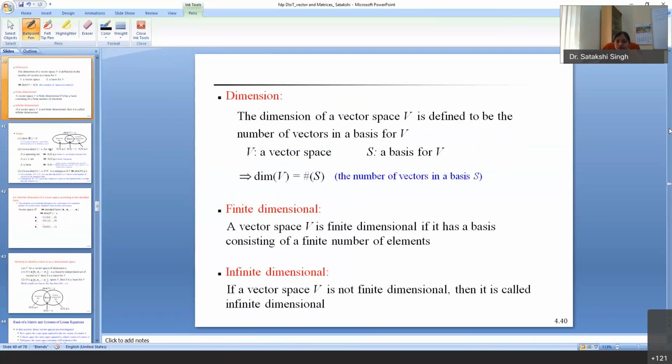Okay, then the dimension of a vector space V is defined to be the number of vectors in a basis for V. And a vector space V is called finite dimensional if it has a basis consisting of a finite number of elements. If the basis consists of a finite number of elements, then the vector space V is a finite dimensional vector space, as it is, let us say, Rn. And if a vector space V is not finite dimensional, then it is called an infinite dimensional vector space.